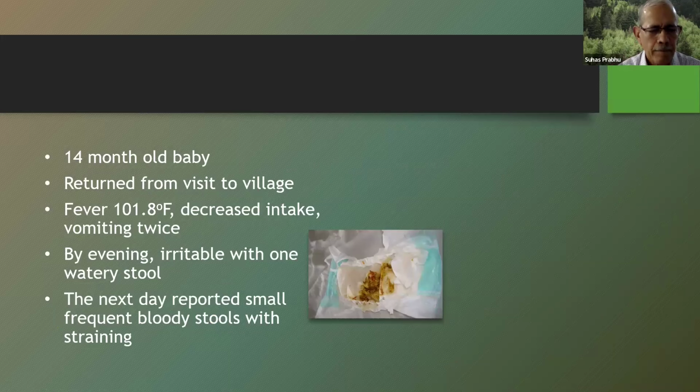And the next day, the mother says the stools are now small, frequent, and bloody, with straining. The child is straining when passing stool. You can see, in fact, the specks of blood. I hope you can see that in this diaper here. So my question to you is, what is your diagnosis? I'm going to wait for 5 seconds so you can mentally think of the answer. What is the diagnosis in this patient?